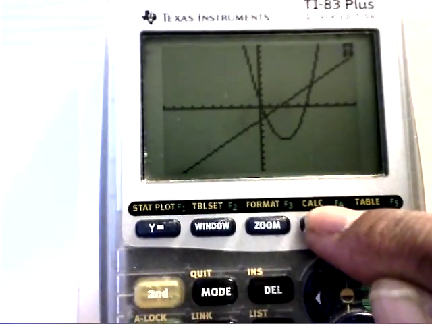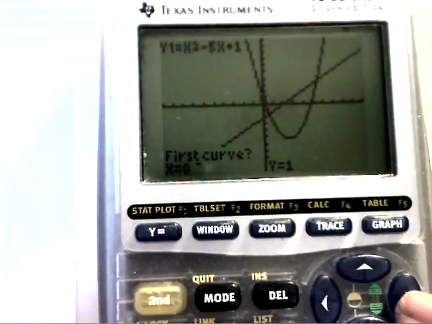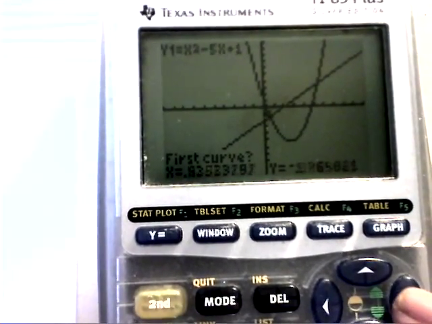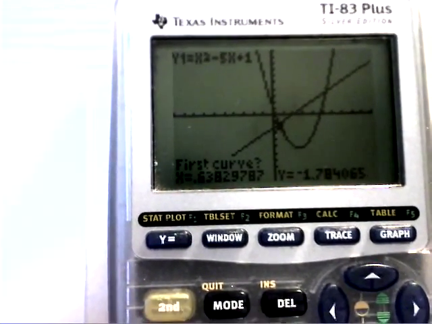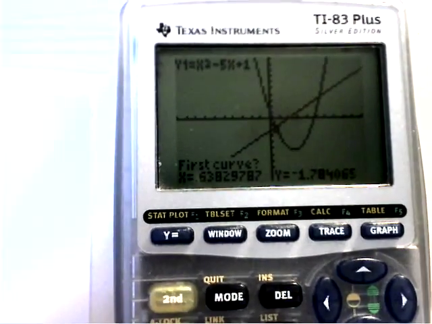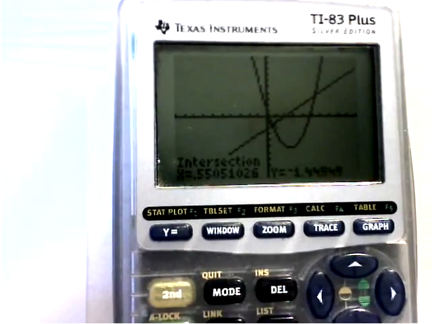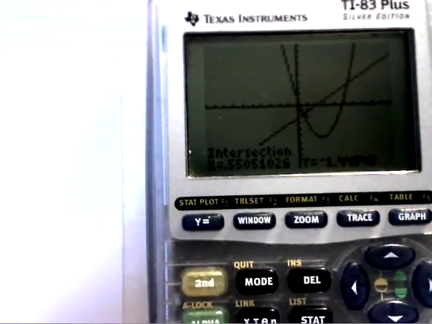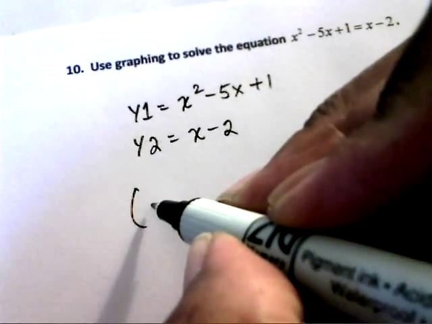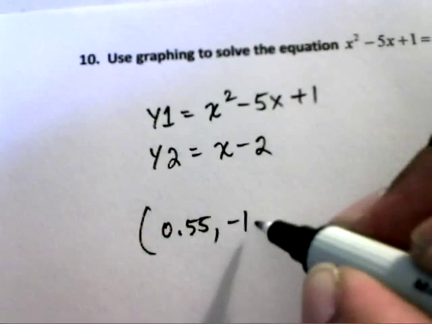So here's second and trace. Select number 5. And then for the first curve, position the cursor close to that first point of intersection. We're going to use the one that's on the bottom next to the origin. Once you position that cursor close to it, press enter. After second curve, press enter. After guess, press enter. And your first point of intersection is at the ordered pair 0.55 and negative 1.45.